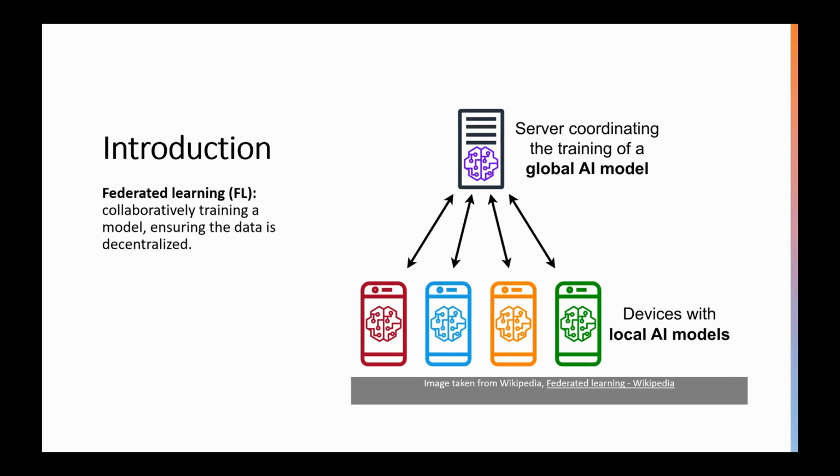So I'm pretty sure that all the audience are familiar with federated learning. Just to make sure that we are on the same page, we are referring to this collaborative training scheme in which we ensure that the data is decentralized and then we are learning models. So in a way, different clients or participants coordinate with a server to obtain a globally trained AI model, which benefits all the participants.